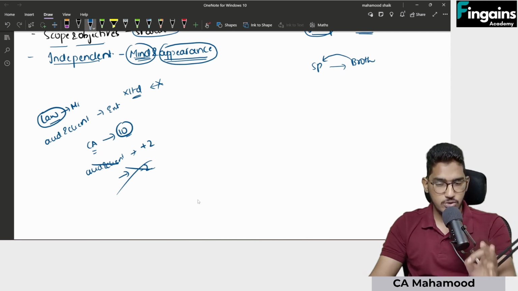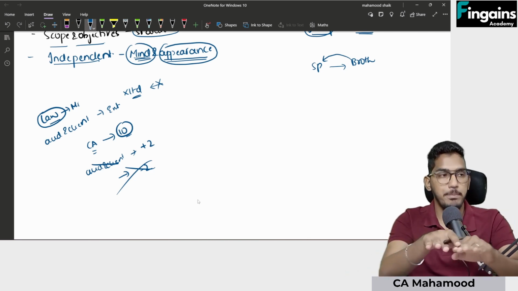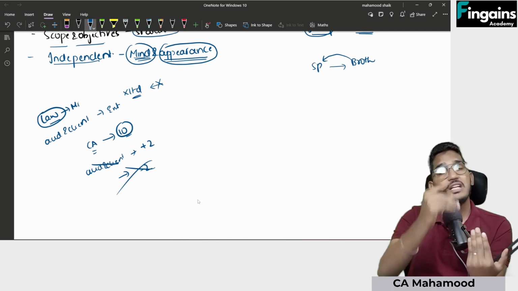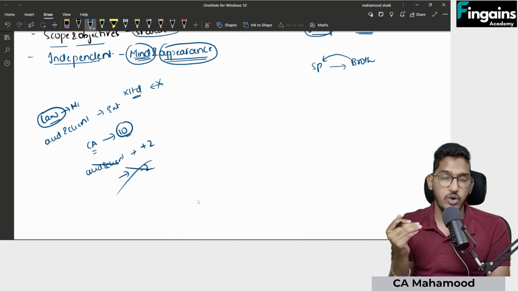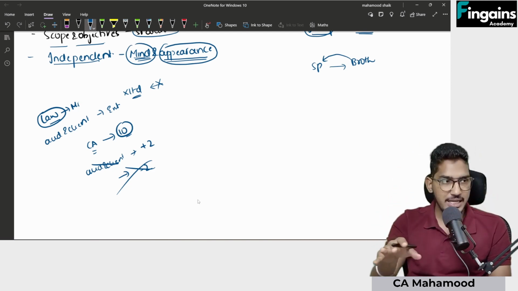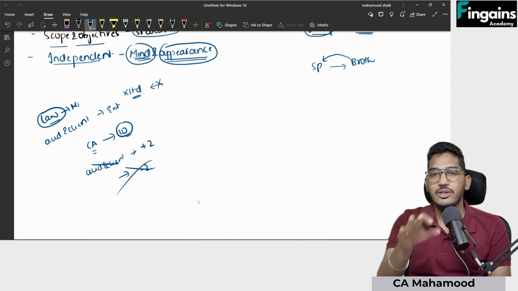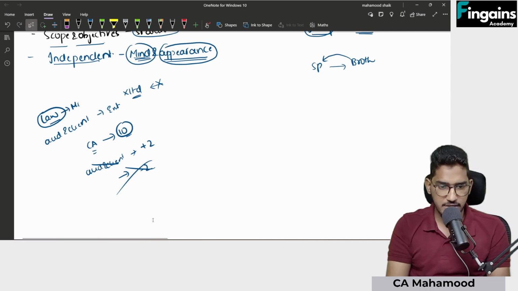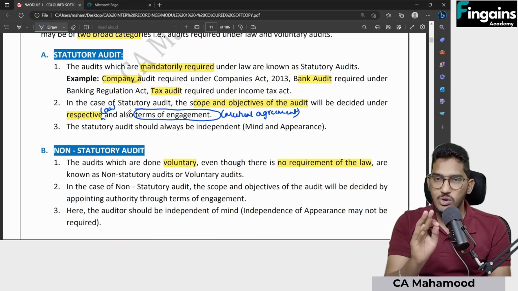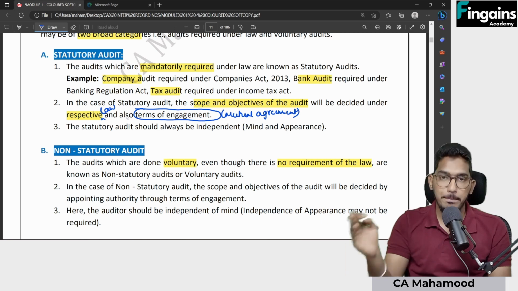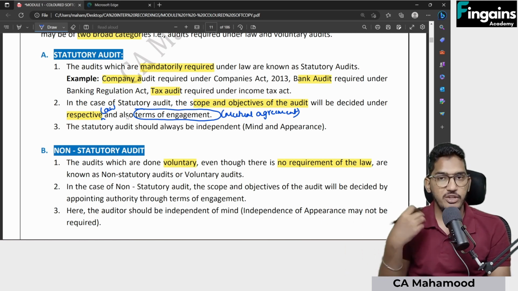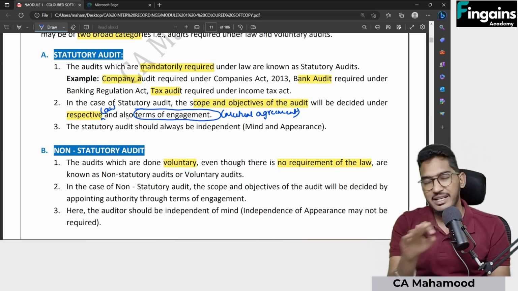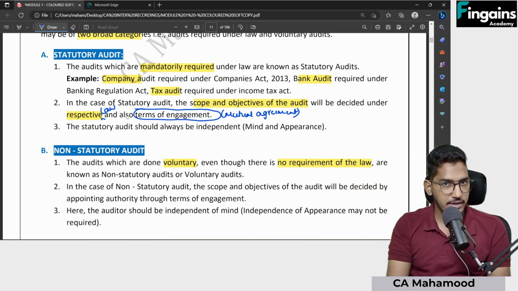So the scope and objective decided by the law will be the bare minimum. If the auditor and the client want to extend the scope and objective of the audit beyond the law, they can do it. But in any case, by way of mutual agreement, the client and auditor can never ever reduce the scope which is already decided under law. Understood? So that is the meaning here. Scope will be decided by the respective law, but if by way of terms of engagement they want to extend it, they can.